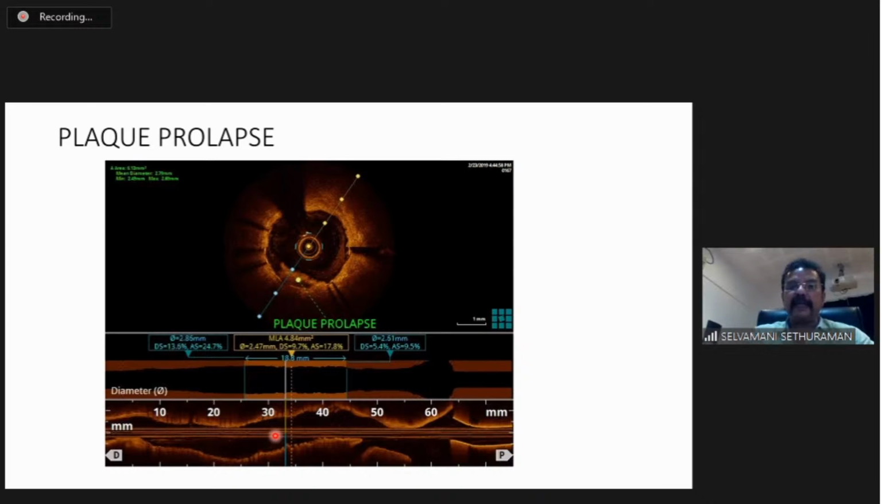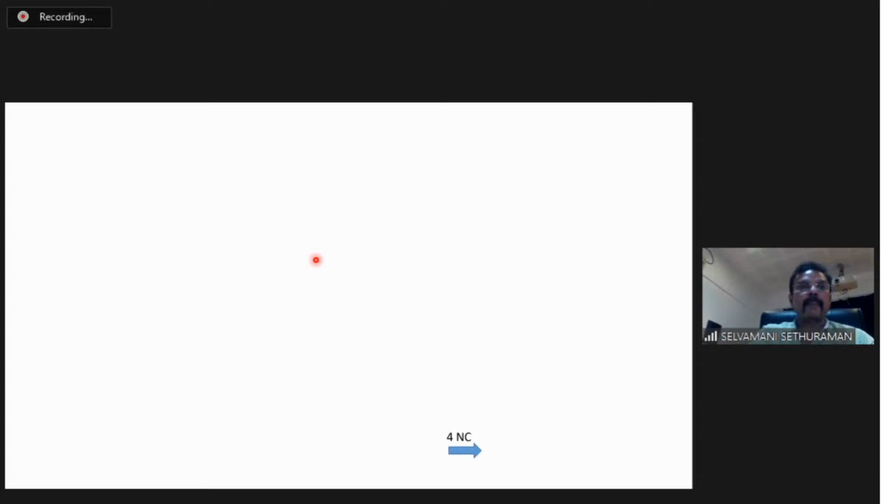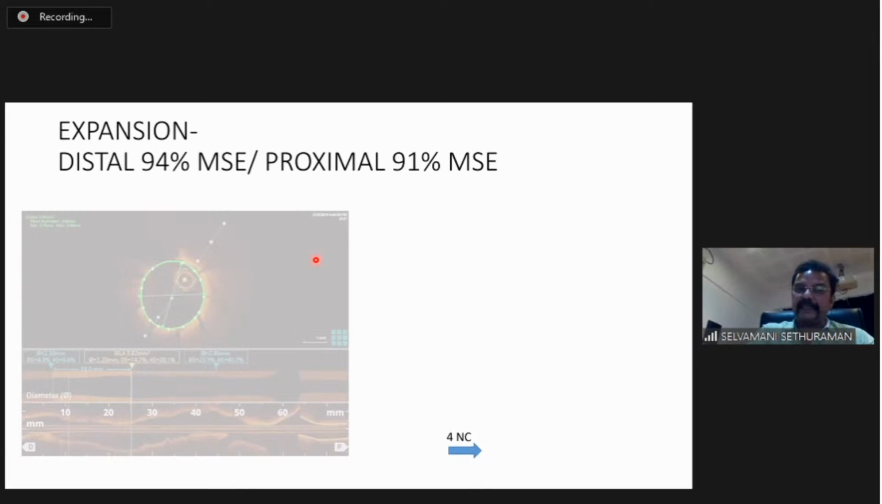And the same patient had some amount of plaque prolapse here. Plaque prolapse after stenting is very common in acute coronary syndrome. Even in chronic stable angina, you can get it. If the plaque prolapse is less than 20-30%, when it is very minimal, you need not worry, you can just leave it. If it is significant, reducing flow, or if the plaque burden is more than 30-40%, probably you can try to balloon that area. And now you look for stent expansion.